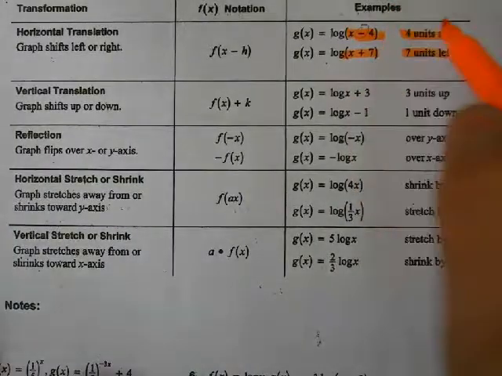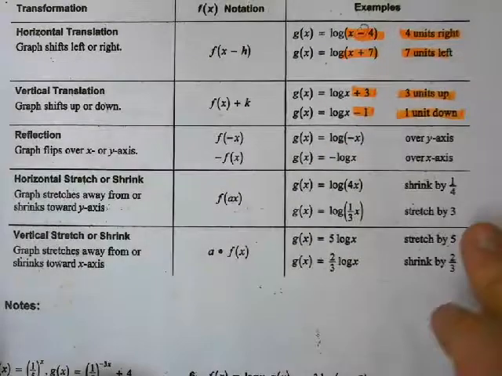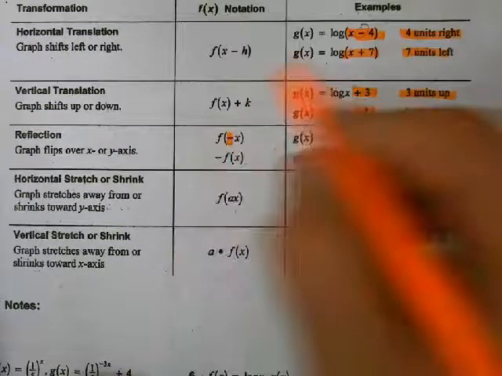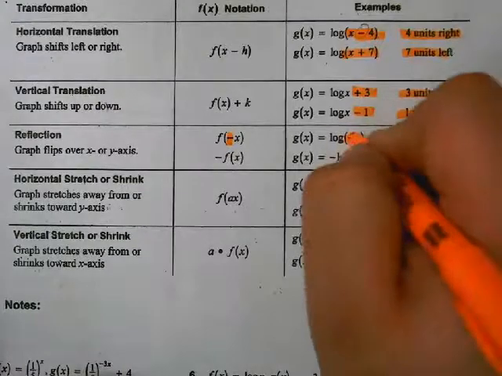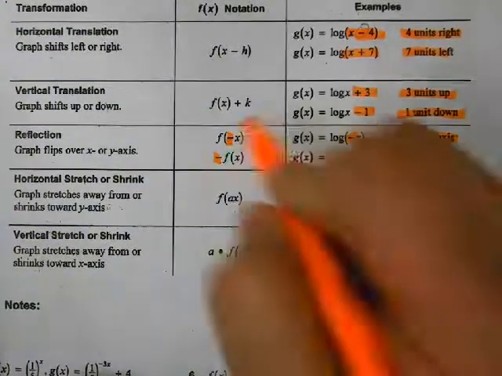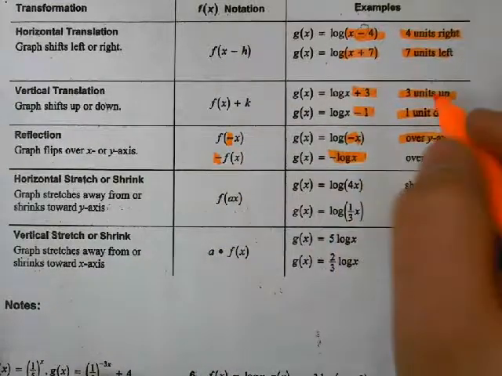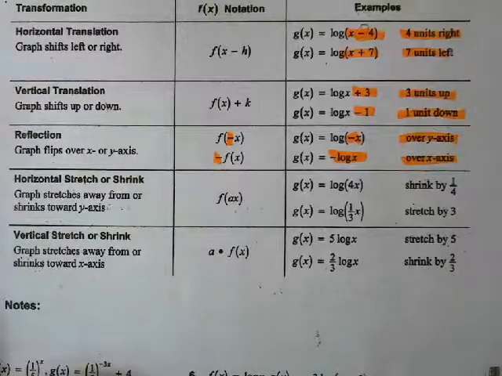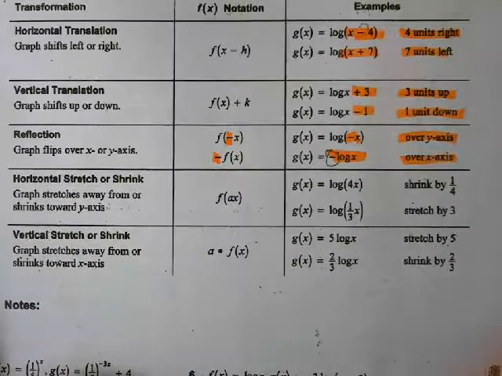Vertical translation, so moving up or down, it looks just the same. Does the same thing. A reflection, if it's contained within the x, like it is here, that's going to be over the y-axis. If it's outside or not by the x, it's going to look something like that. It's going to be over the x-axis. Okay? If the negative's right there, over the x-axis.